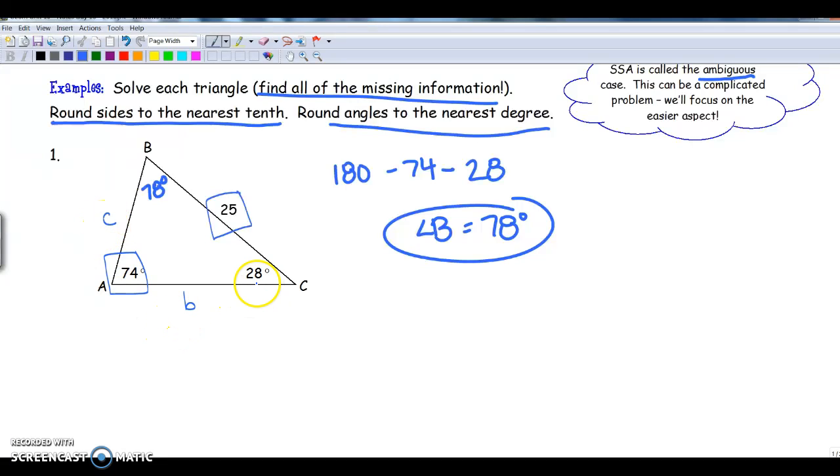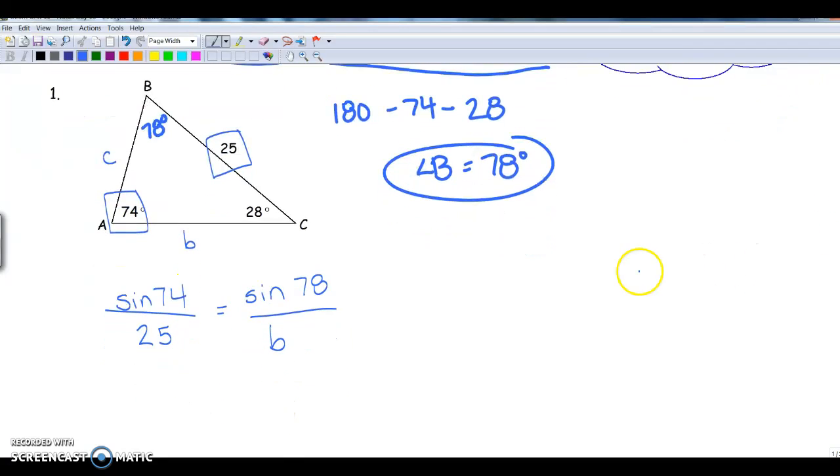So let's do B. We'll just do it in alphabetical order. We're going to follow the formula up above. Sine of angle A, so sine of 74, over the side across from angle A, 25. And then we'll do the B's. Sine of angle B, sine of 78, over side B. And then all we're going to do is cross multiply and solve. So we're going to do B times the sine of 74 equals 25 times the sine of 78.